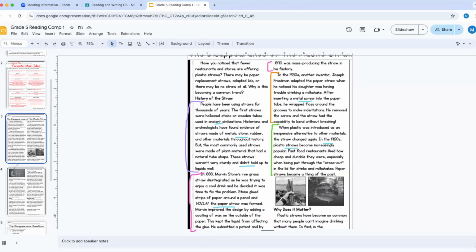Okay, so this is going to be hard, but I think you can do it. Can you write for me the main idea of the section, History of the Straw? I'm going to start you off right there. You can start your main idea with "throughout history." I want you to use your own words. Don't mention Marvin Stone. Don't mention 1930. Don't mention 1960. Try not to even mention metal screw and glue.